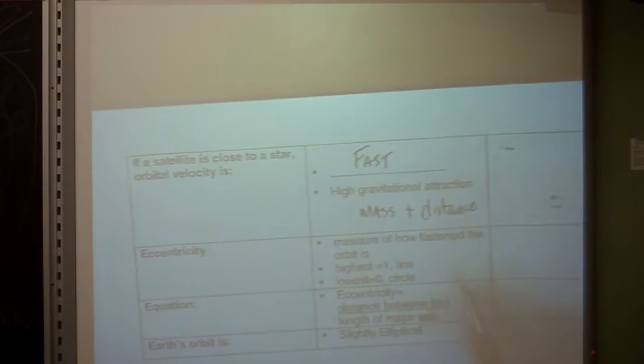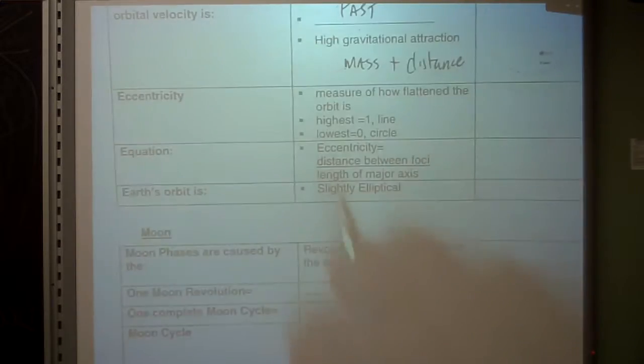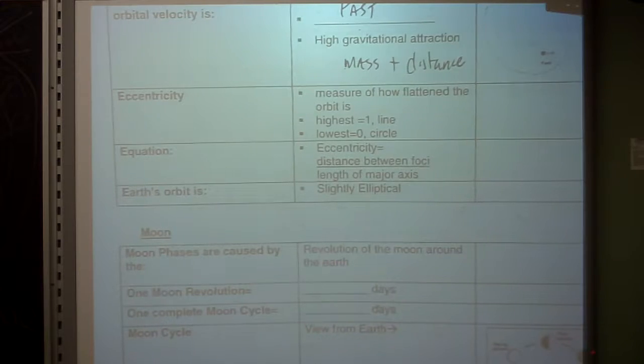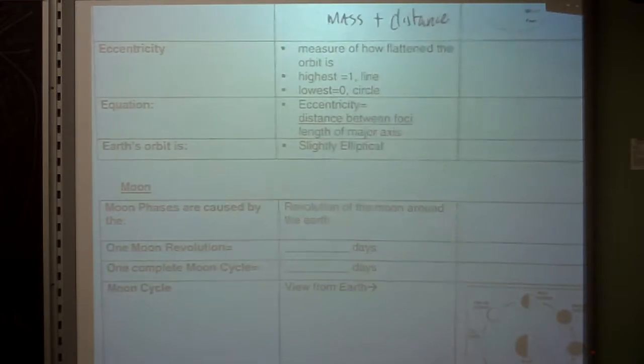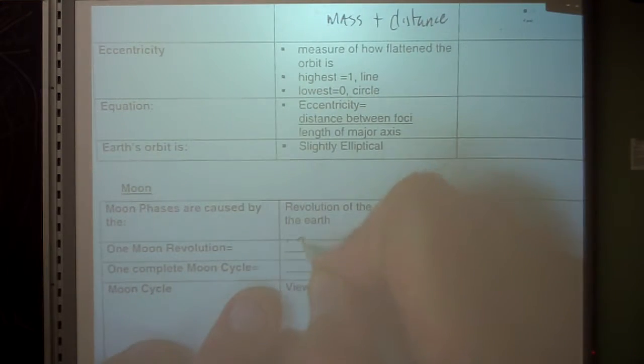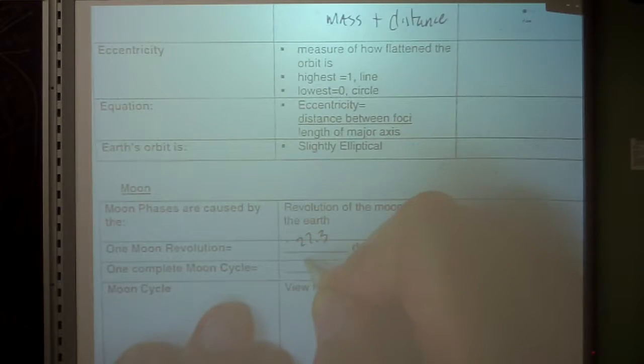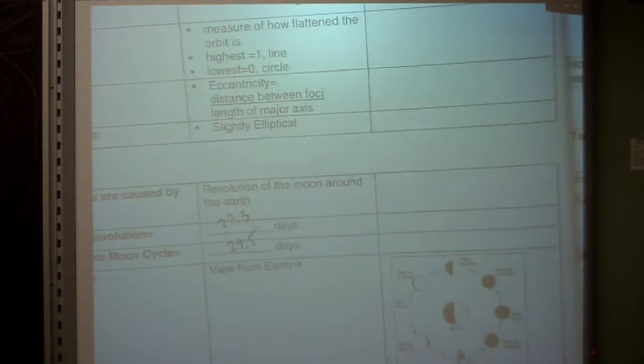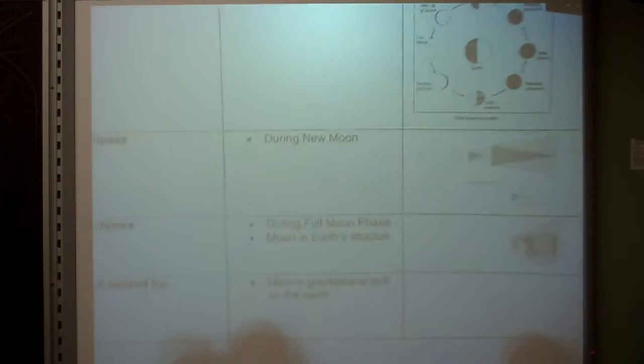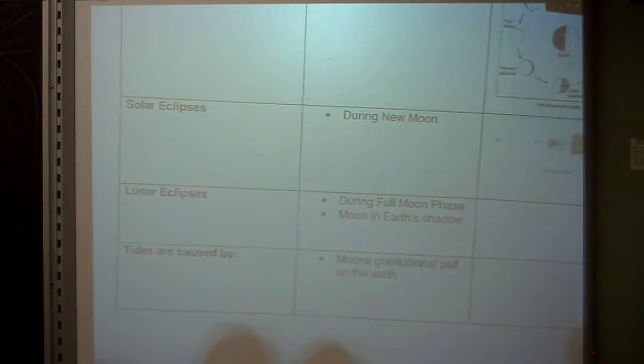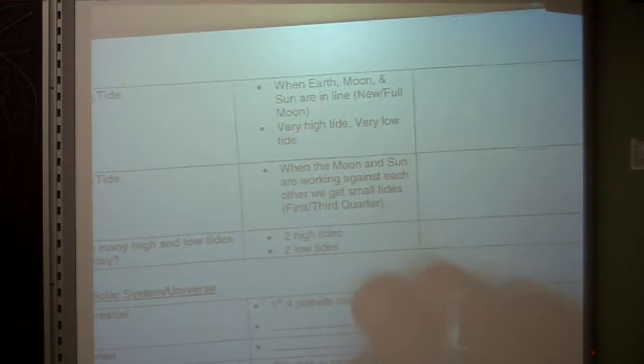Eccentricity is how uncircular it is, and we just did a whole bunch of stuff, so I'm going to leave that alone. Moon, one revolution for the moon, one time around, 27.3, full moon to full moon or new moon, 29.5. And you should memorize your moon chart. Here's the information about solar eclipses that we took a look at. Study them, lunar eclipses, the tides. We talked about spring tides versus neap tides.